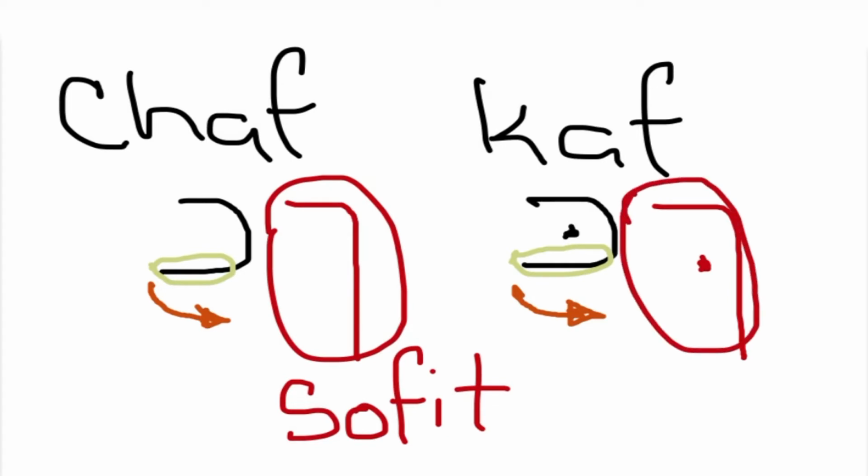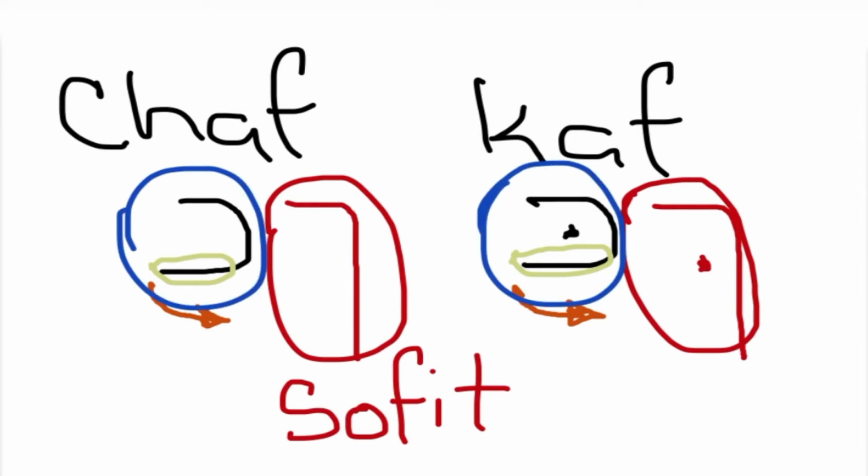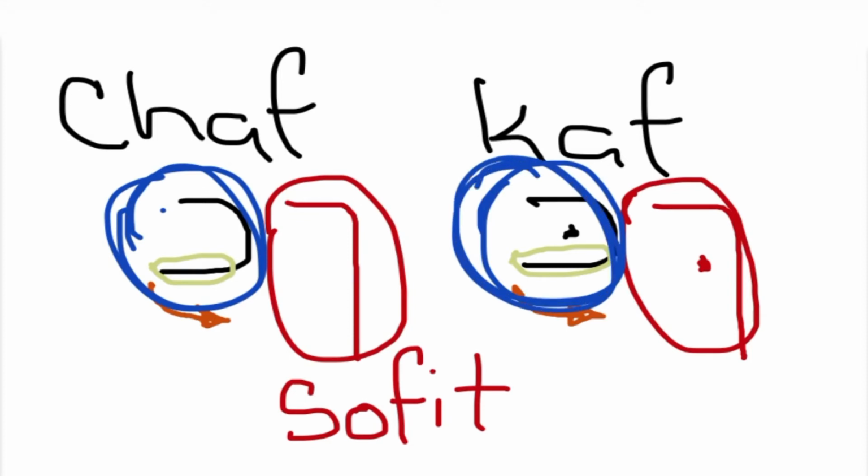Again, sofit means that it only goes at the end of a word, never in the beginning or anywhere in between, always at the end of the word. By the same token, if the word ends in a chaf or a kaf, it's not going to have this one nor this one. It's always going to have this or this. Okay? And yes, we can attach vowels to these. We're going to see how that works later on.